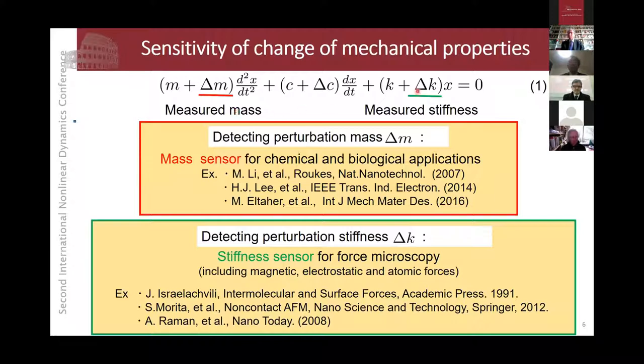The detection of delta K leads to the stiffness sensor, and in particular is related to the application to force microscopy, such as the atomic force microscope, the AFM. AFM determines the surface profiles of a sample by measuring the variation of the force gradient delta K on the resonator, because the force gradient depends on the distance between the resonator and the sample surface. Accurately detecting delta K gives a high sensitivity and resolution of the AFM.